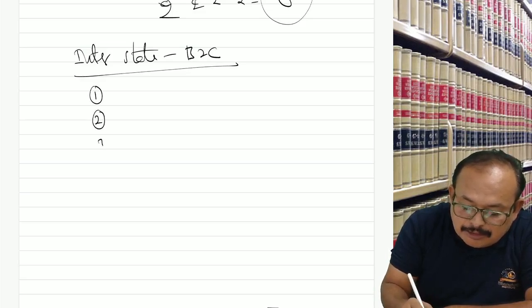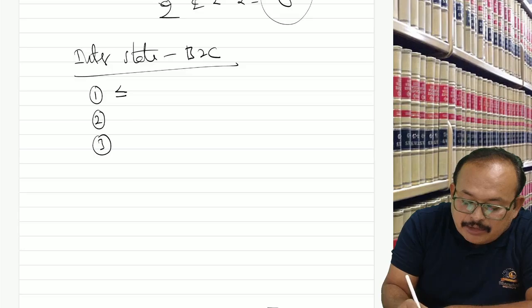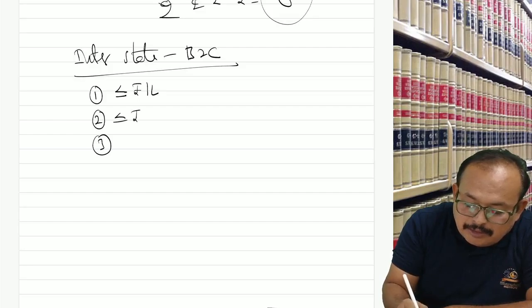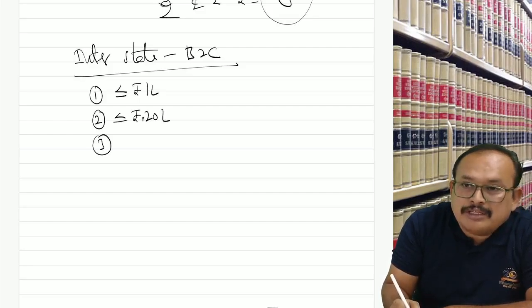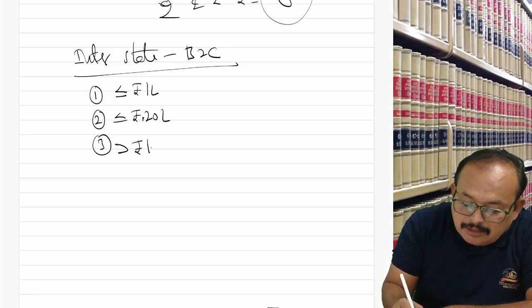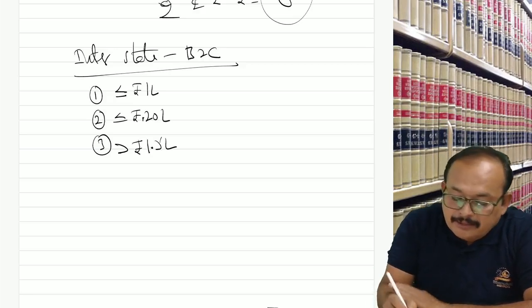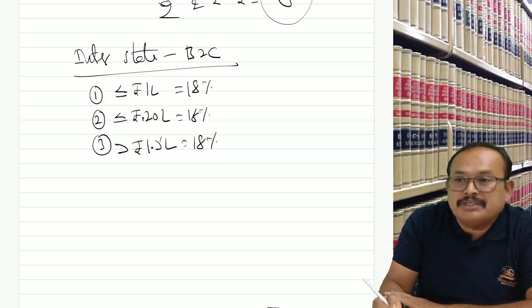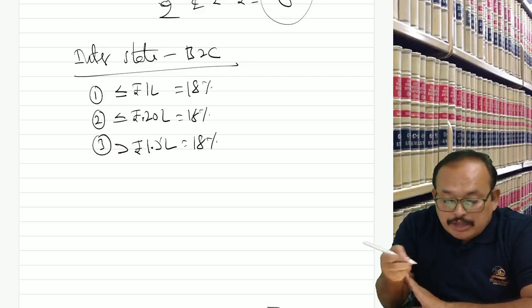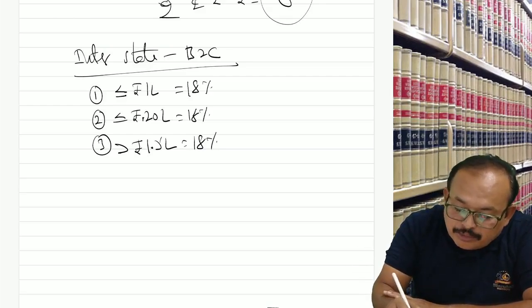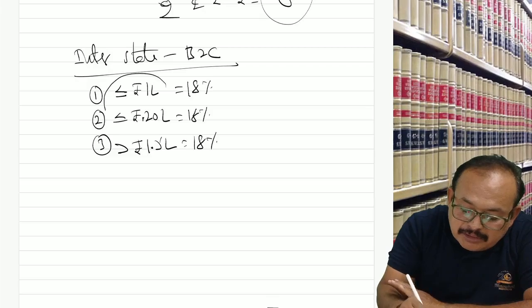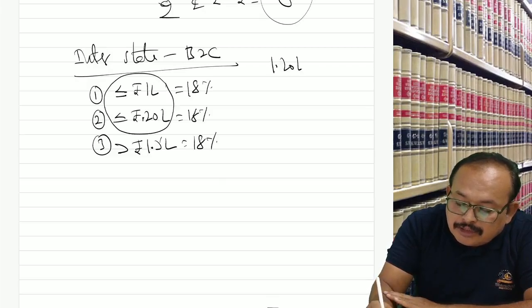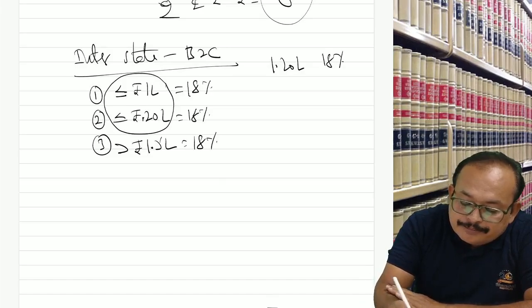Invoice 1, invoice 2, invoice 3. Value less than or equal to 1 lakh. Here, less than or equal to 20,000. Here, is it clear? This is 18% GST. It is 18% GST. It is 18% GST. Now, while showing this consolidated value, these two values, how much is it? 1,20,000, 18% GST.